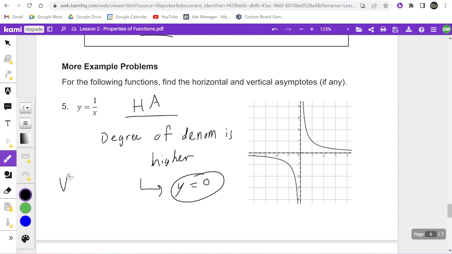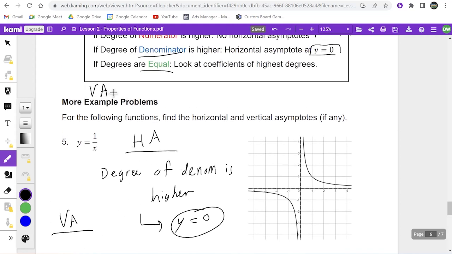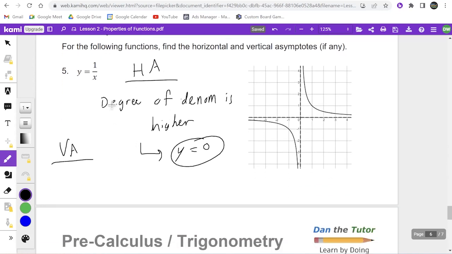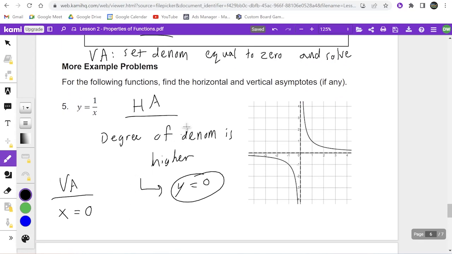And then for vertical asymptote, I forgot to write this. For vertical asymptotes, set denominator equal to 0 and solve. Easy as that. So here, your denominator is x, so you're just going to say x equals 0. Hold on, I'm going to scroll back up in case anyone didn't finish writing that. But for the vertical asymptote, it's x equals 0. That's it. You're done.